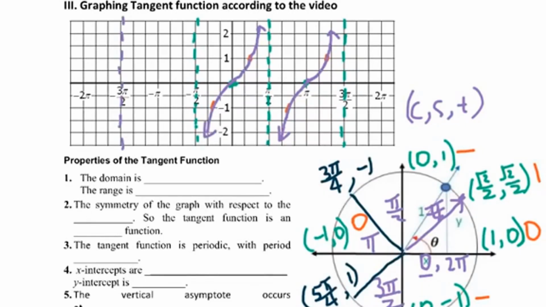So for the domain, you will write down x not equal to pi over 2. Then for every pi, it's repeating because your period is pi. So I add pi times k, or k times pi, and k will be all integers.